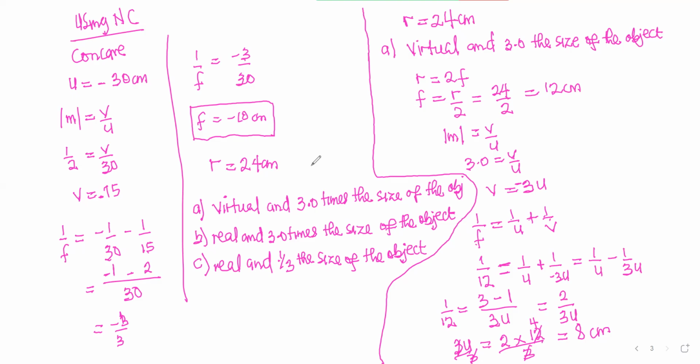So for A, U must be equal to 8 centimeters. And if U is equal to 8 centimeters, it means that U is less than F. F is 12, U is 8. The image clearly will be virtual and magnified.